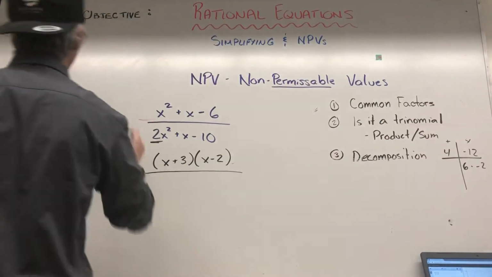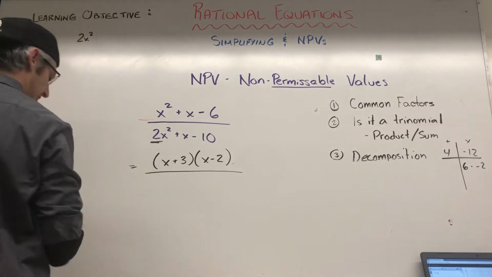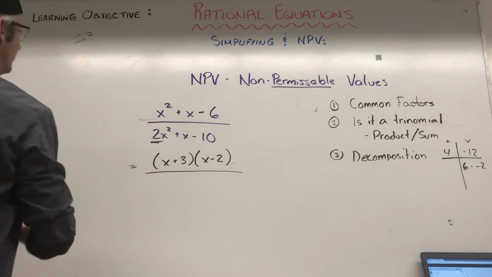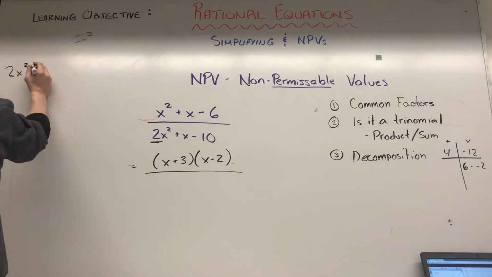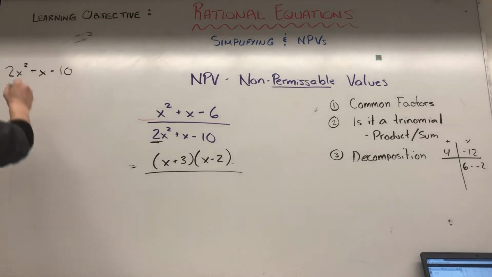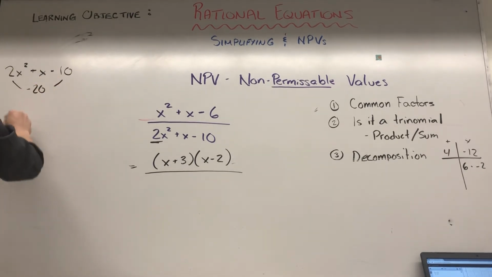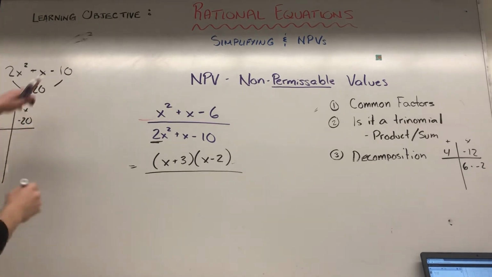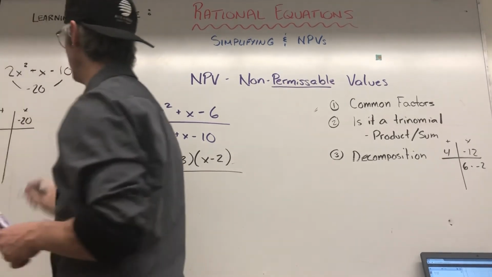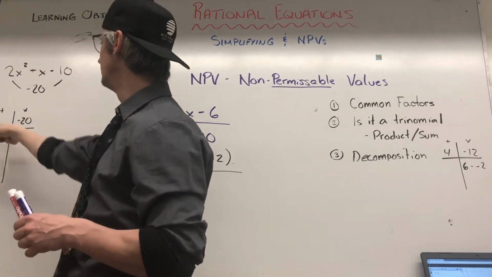So let's do decomposition. I'm going to do it right here. So I've got 2x squared plus x minus 10. Now the first step of decomposition is to multiply the first term and the last term. So 2 times negative 10 is negative 20. Now I make my table. I want two numbers that multiply to negative 20 and add to positive 1. And those two numbers are going to be 5 and negative 4. 5 times negative 4 is negative 20. 5 plus negative 4 is positive 1.